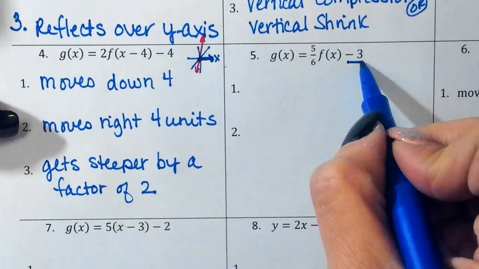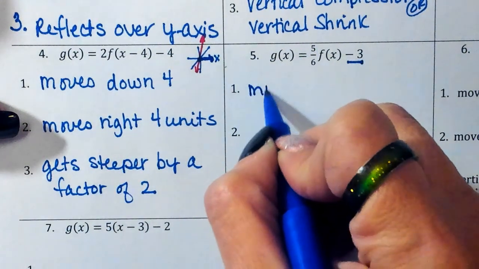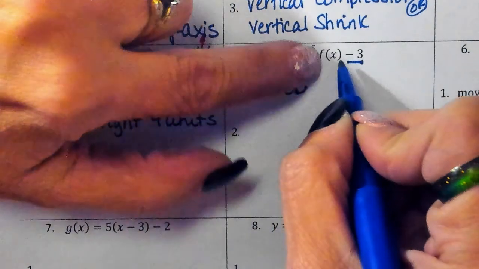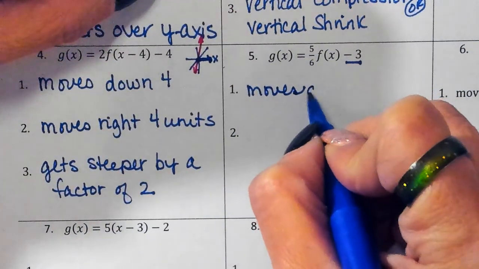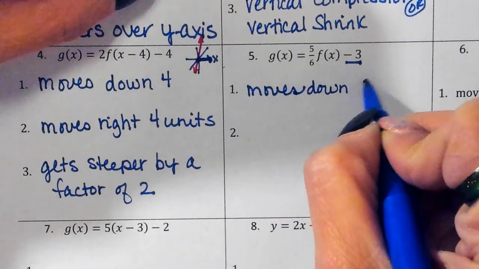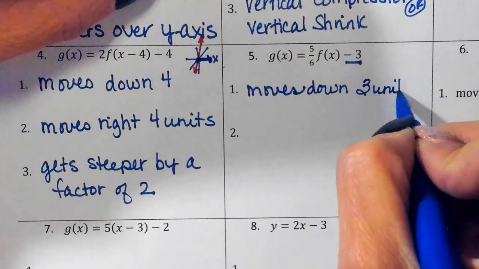All right, -3. It's not with the x. There's nothing with the x. So it moves down 3 units.